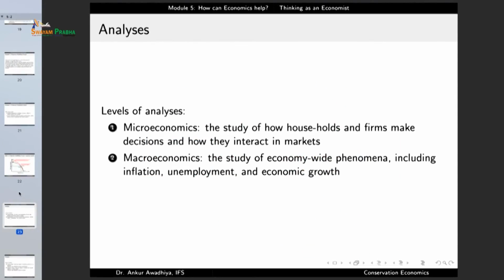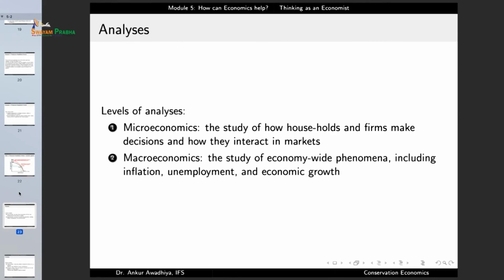In macroeconomics, we look at the impacts of all of these different combinations by all the households and all the firms in all the markets. So macroeconomic phenomena, including inflation, unemployment, and economic growth.